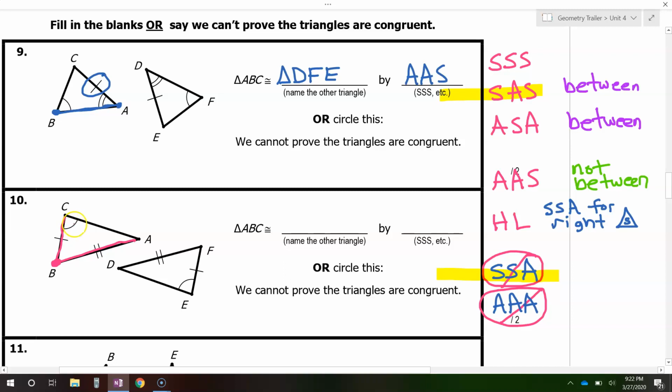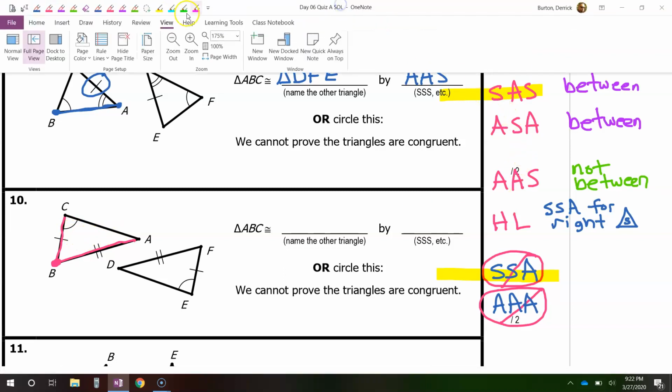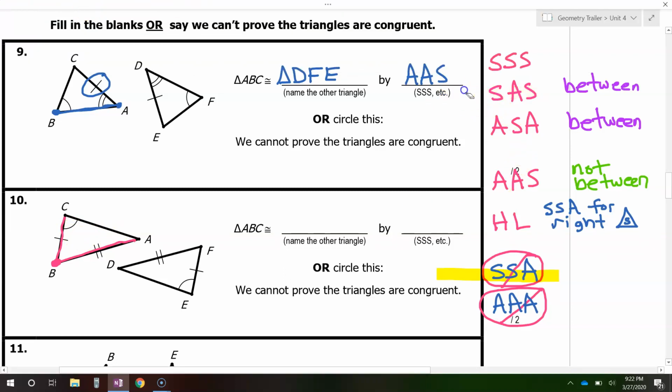The marked angle is at C. So the angle is not between the sides. The angle that's between is where the sides meet. So this is not between. So that means it is not going to be side, angle, side. That means it's this one. Side, side, angle is not a thing. So that means that we're going to circle that we cannot prove the triangles are congruent.